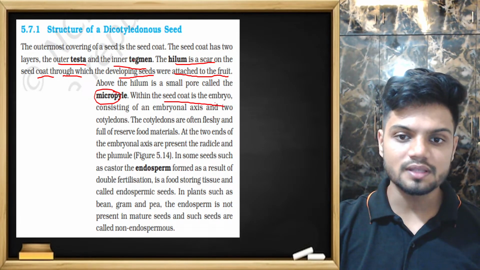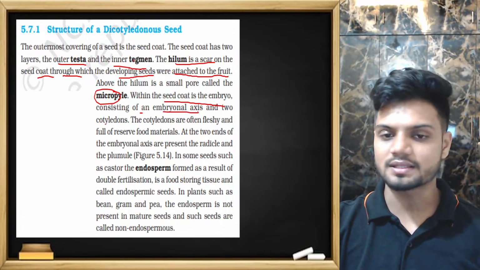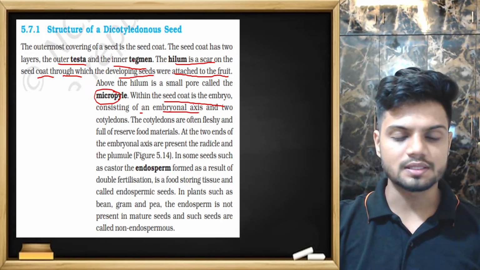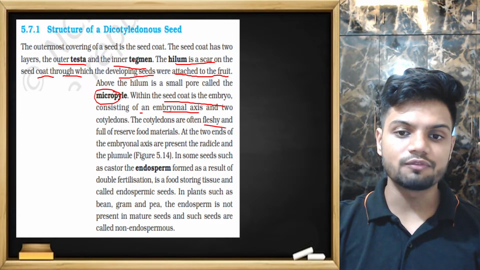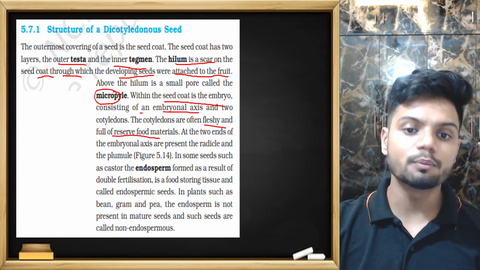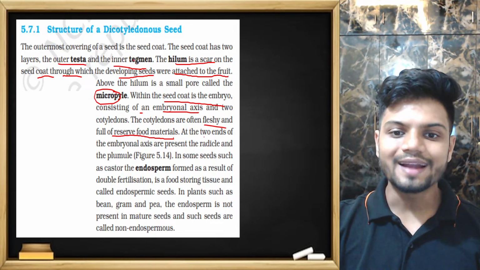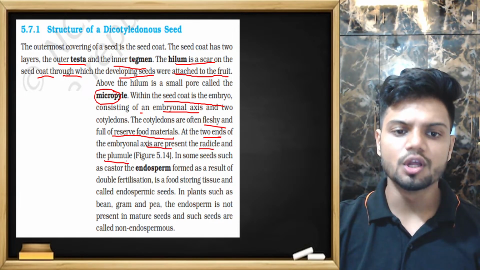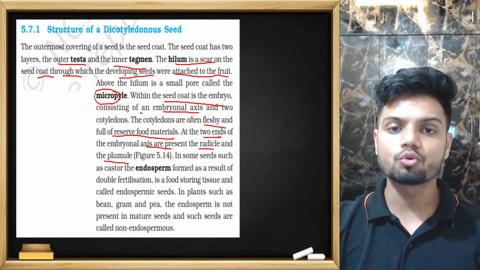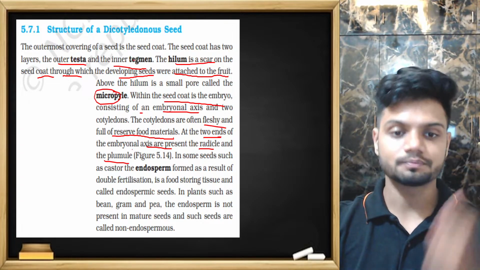Within the seed coat is the embryo, consisting of the embryonal axis. All of you know what an embryonal axis is? Radicle and plumule. The two cotyledons are often fleshy and full of reserve food material. At the two ends of the embryonal axis are the radicle and plumule. All of you know radicle gives rise to the root, plumule gives rise to the shoot.